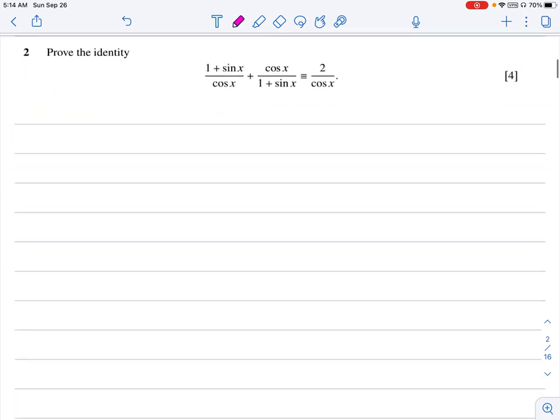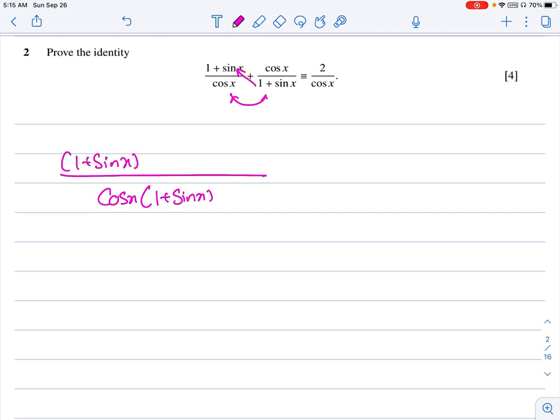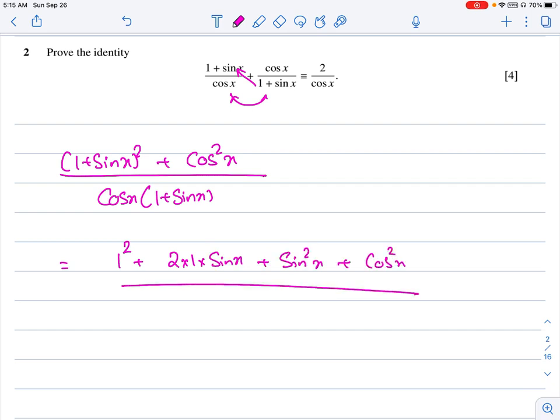Coming to the second question, prove this identity. So what should I do? First multiply both the denominators: cos x times 1 plus sin x. Do the cross multiplication: (1 plus sin x) whole square plus cos x times cos x, which is cos square x. It is (a plus b) whole square, a square plus 2ab plus b square, plus cos square x, divided by cos x times 1 plus sin x.